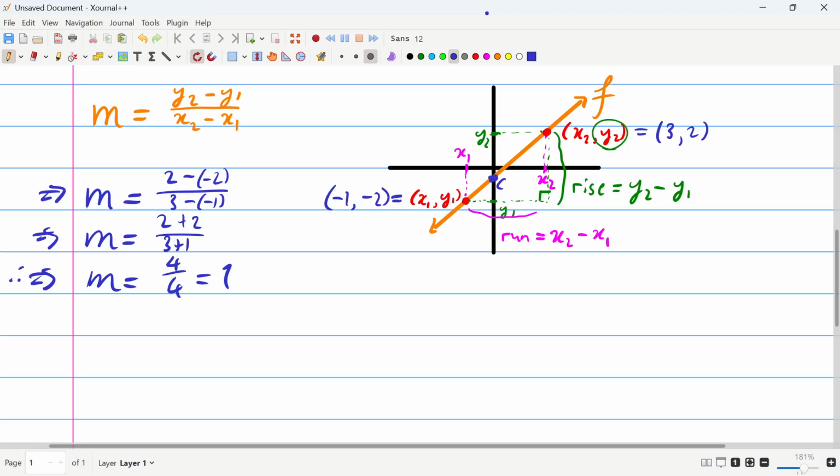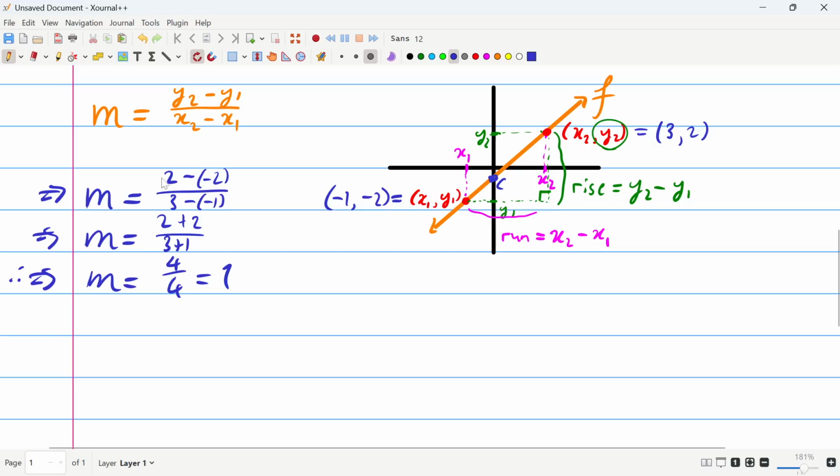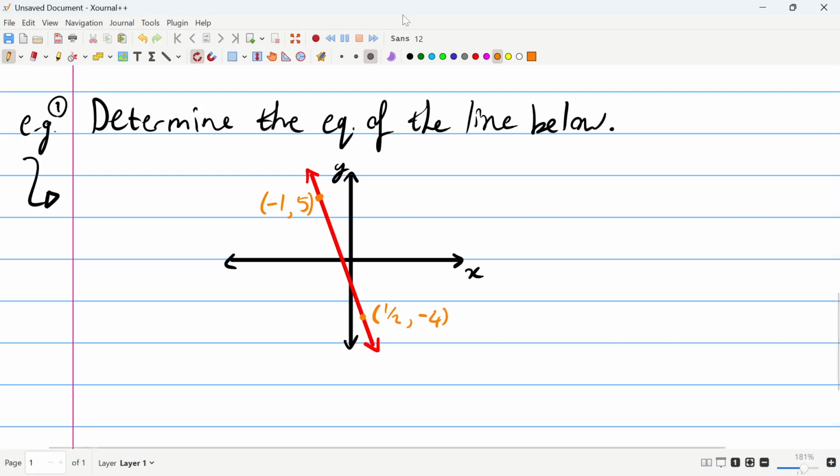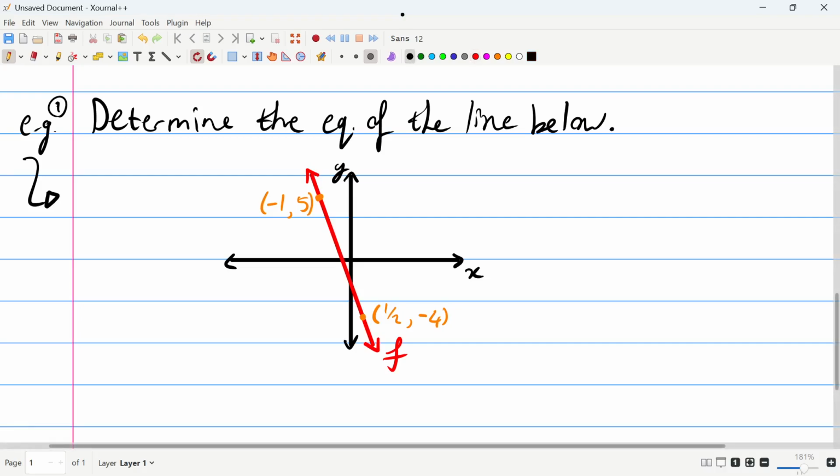All right. Good things come ahead here. So let's go into an actual example of how we determine an equation by using this understanding of gradients and also trying to find the y-intercept. Okay, so here's our first question. Example 1 says, determine the equation of the line below. So, first things first, I did not label it. I'm sorry about that. F. Okay. So, the function name is f.